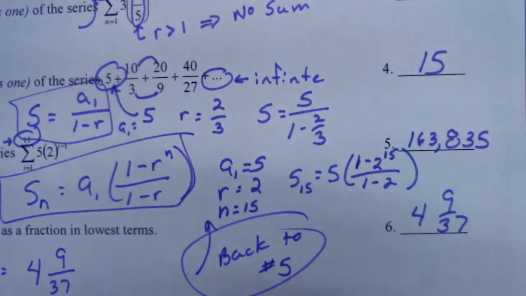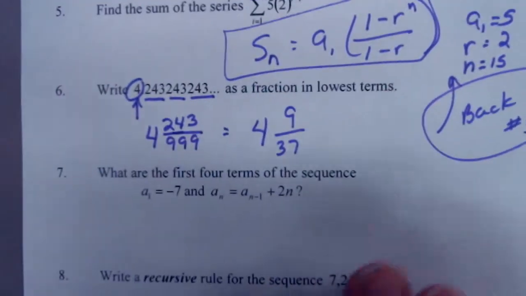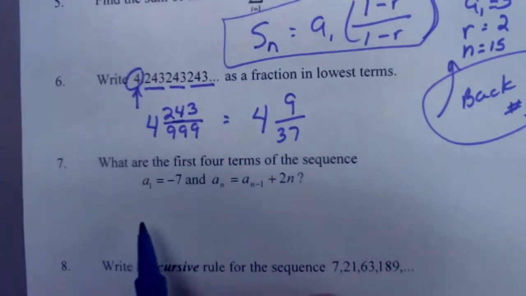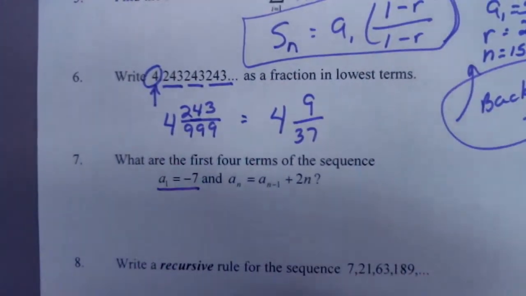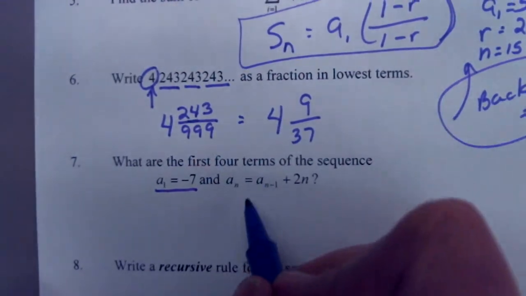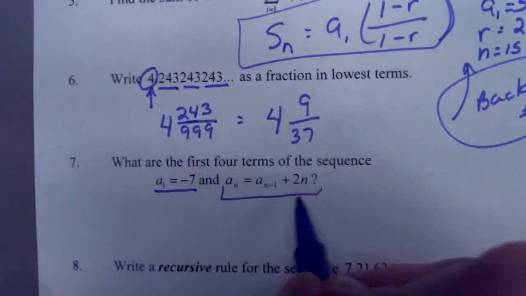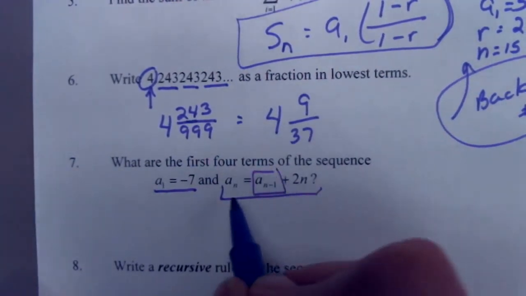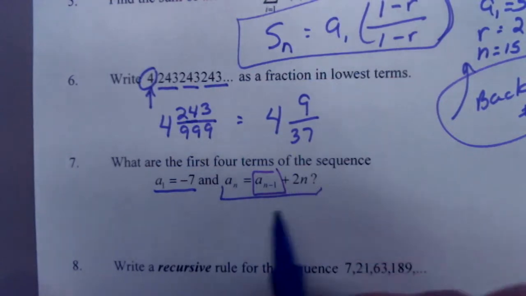All right, I just have 3 problems left. I'm going to put them all in this video. See if we can do that. Number 7, what are the first 4 terms of the sequence? The initial value, a sub 1, is -7. They have the recursive formula right here. So a sub n equals the term before it plus 2 times n.